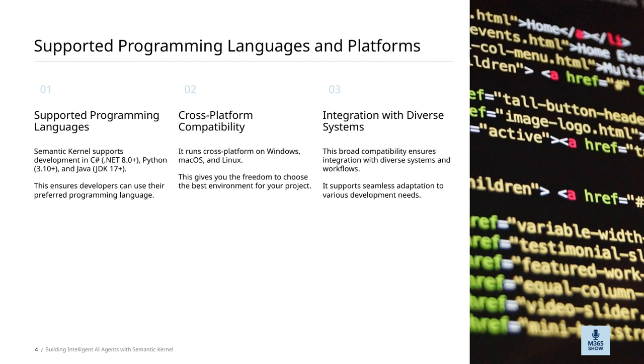In terms of programming languages, Symantec Kernel supports development in C# with .NET 8 or higher, Python version 3.10 or above, and Java with JDK 17 or newer. This variety means developers can choose their preferred language, making it accessible regardless of your background or existing tech stack. All these features combined highlight how Symantec Kernel is designed to be versatile and developer-friendly, fitting into a range of projects and environments, ultimately empowering you to build intelligent AI agents efficiently.